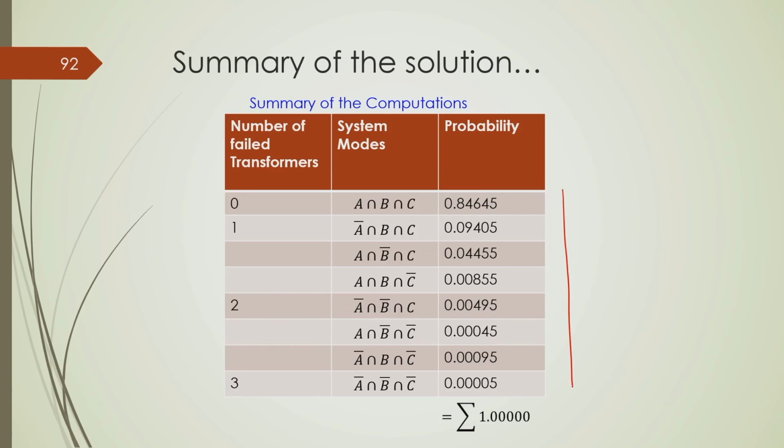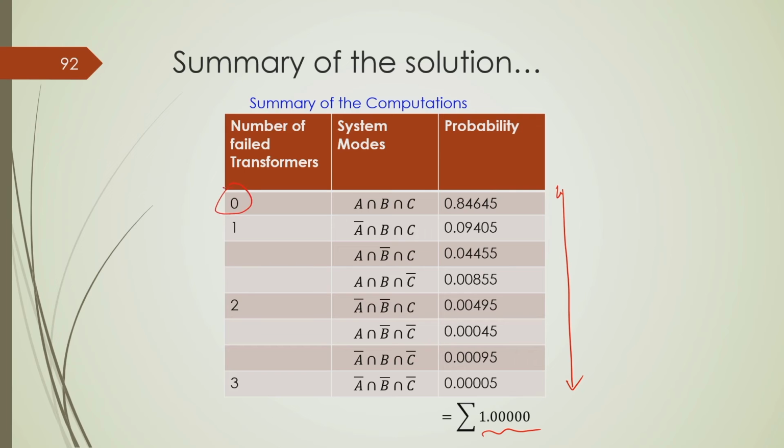Scenario 2 is there would be one fault, one transformer failure at any time. Scenario 3 is there would be 2 simultaneous failures, that means 2 units of transformer will fail simultaneously, and the fourth scenario is all these transformers will fail simultaneously. Okay. And if you add up all these probability values, the total will be equal to 1, which is the sum total of all these 4 events.